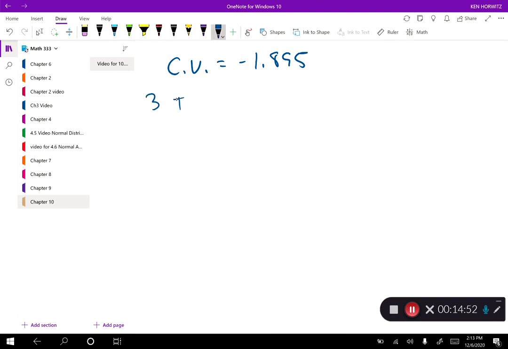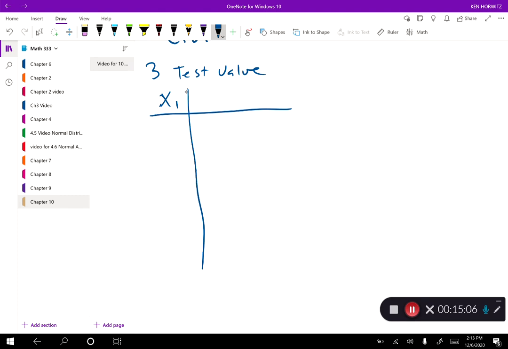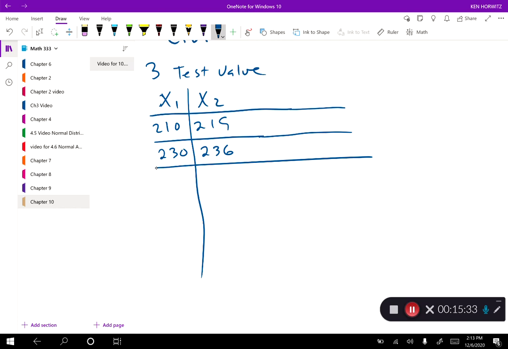So we have a lot of work to do before we can get a test value. I think the best way to be organized is to make a table. x1 is our before, and x2 is our after. So I'm just going to copy down each of our weights, and you are welcome to do the same.